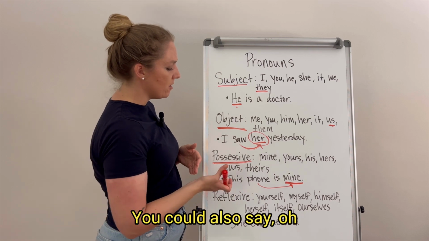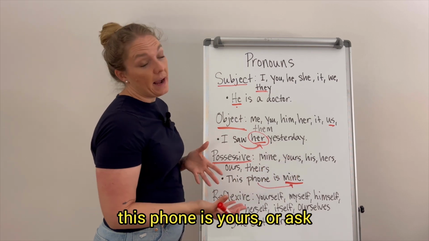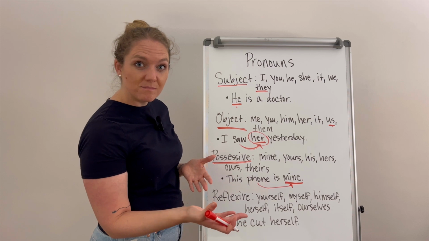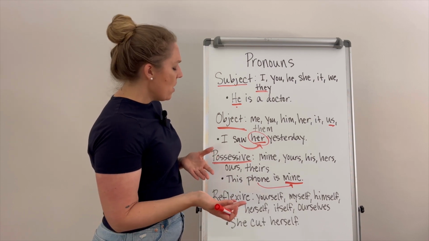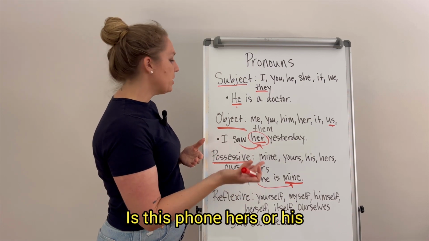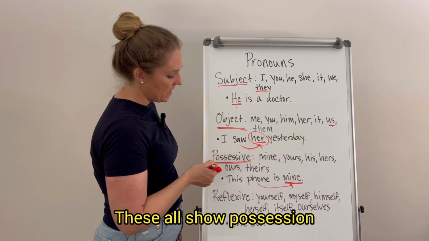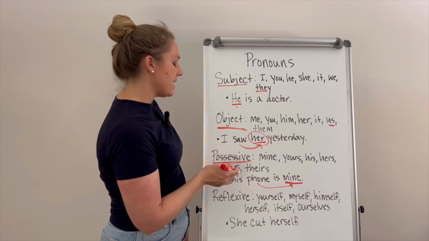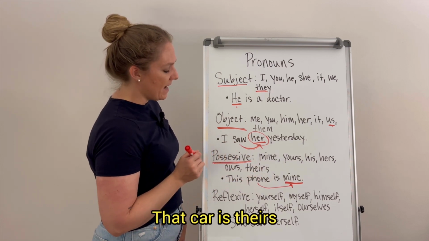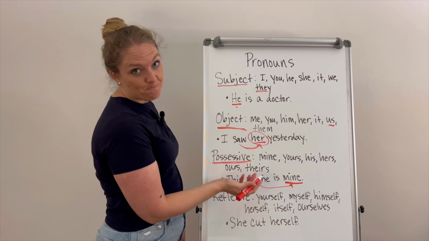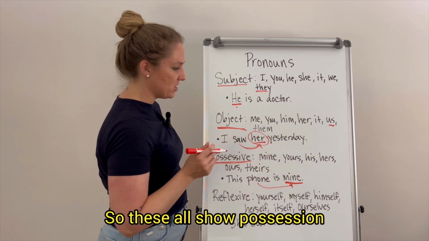You could also say, oh, this phone is yours, or ask, is this phone yours? Or ask, is this phone hers or his? But these all show possession. The house is ours. That car is mine. That car is theirs. So these all show possession.